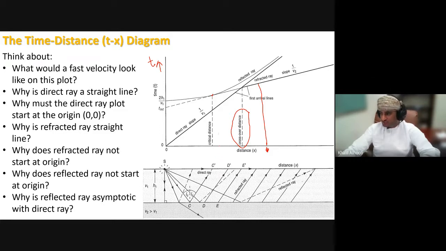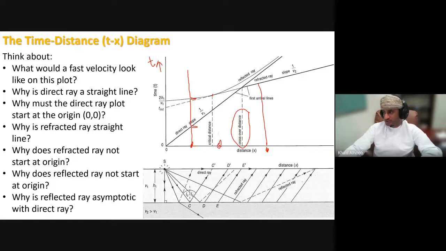If there are two geophones, let's assume there is one here and the other one here. For this geophone, assuming that there is no noise, this is a straight line. An energy arrived. Another energy arrived. This is direct, whereas this one is reflection. Reflection, not refraction. There is no refraction here.